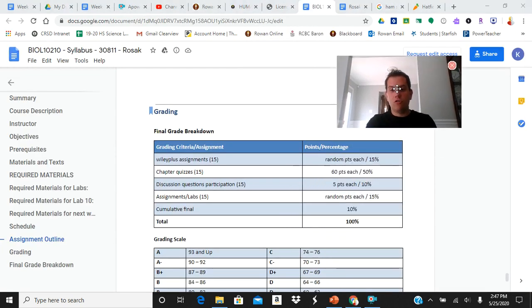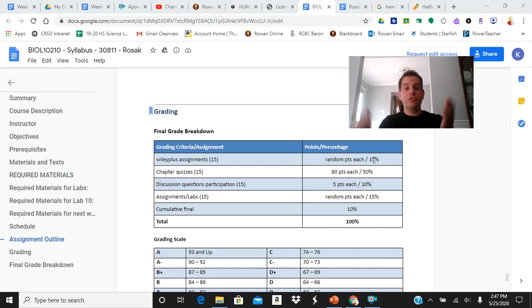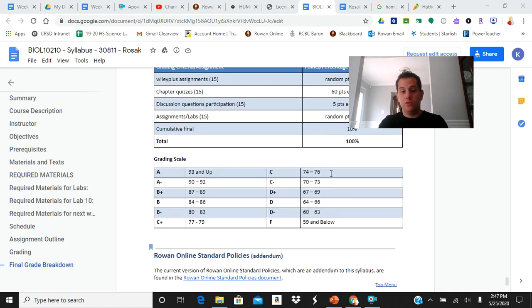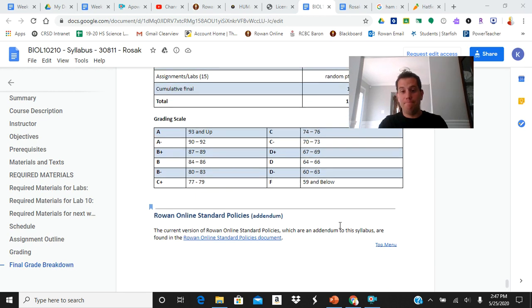So here's the breakdown of your grades. It's not a straight total points, all right, for the online class. The Wiley Plus assignments make up 15% of your grade. The quizzes are a bigger chunk, 50%, so make sure you're doing a really nice job with that. Discussion questions, 10%. The labs, 15%. And then the cumulative final makes up 10%. All right? And the straight grading system shown here is going to be at play.